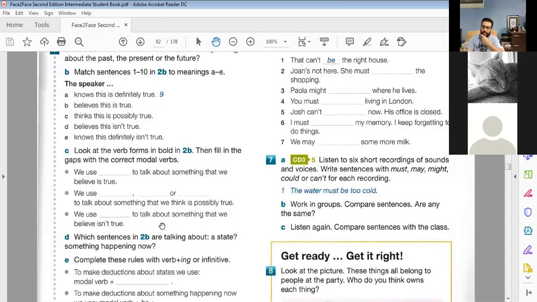First one or second one? You're talking about the second sound, right? Yeah, number two. Okay, how can you make a sentence with must, might, may, could, or can't for the second, the cooking sound? What's the sentence you would write? She must be cooking. Okay, she must be cooking. Can you be a little more specific? Must be cooking some eggs.